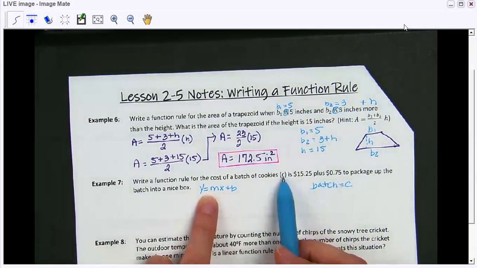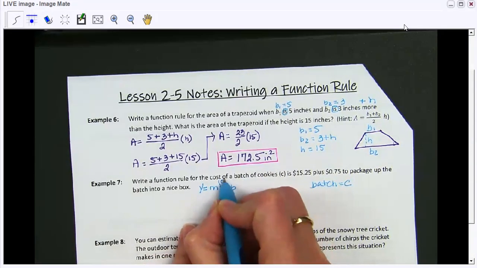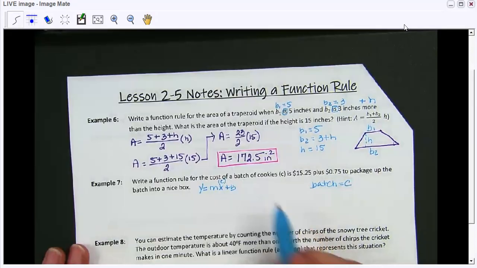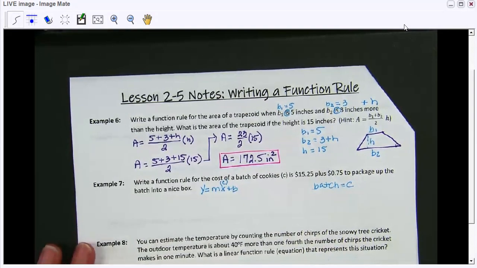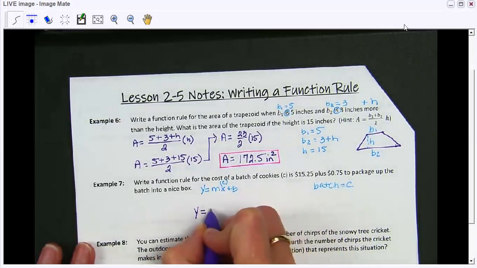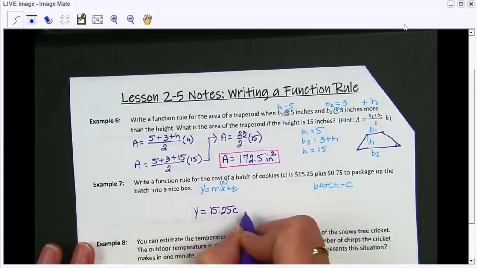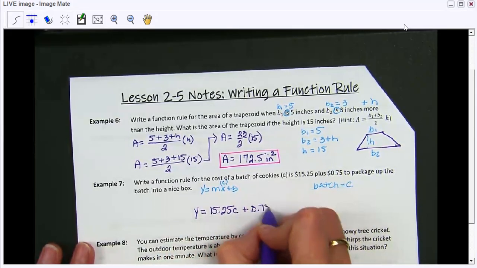And they want us to use C. So instead of x here, we're going to use C. Okay, and then they want us to tack on a one-time charge of 75 cents, and that is our y-intercept right here. So we can go ahead and write this out as y equals $15.25 C. So $15.25 per batch of cookies plus the 75 cents to package it up.